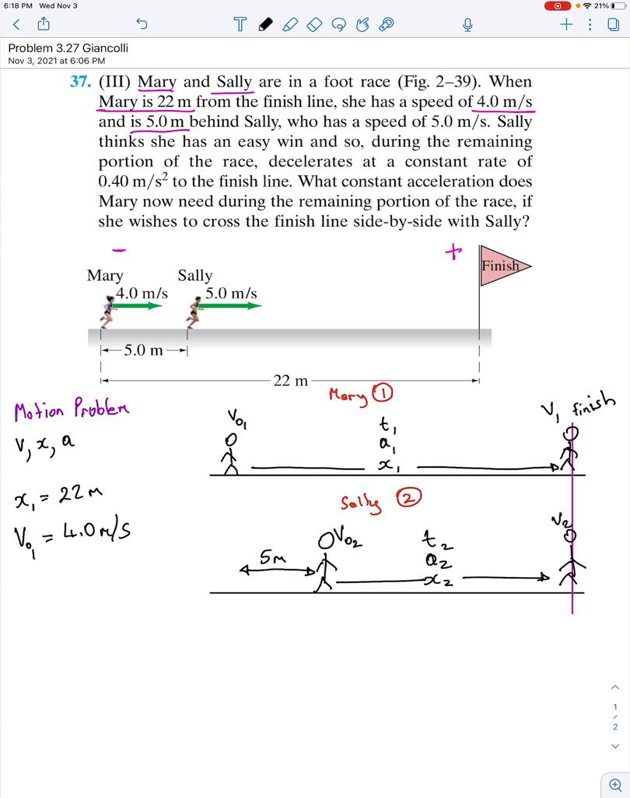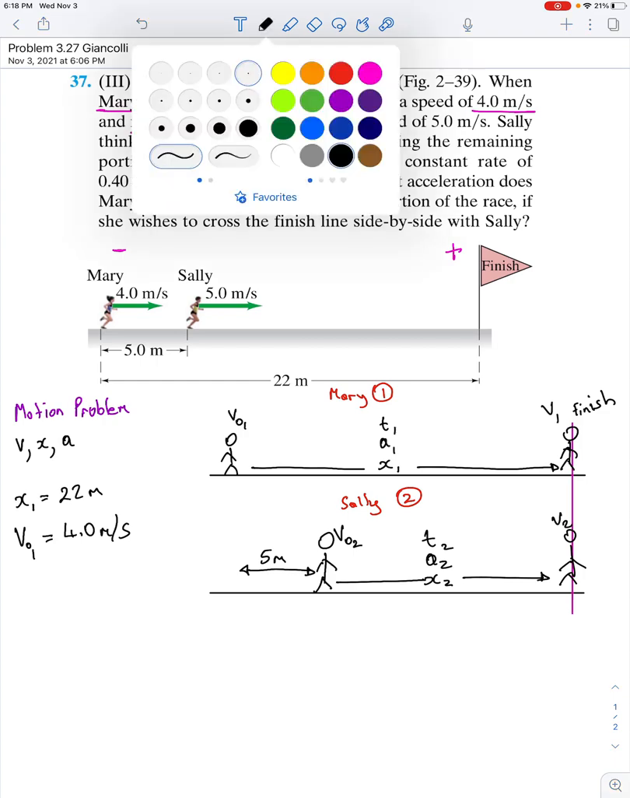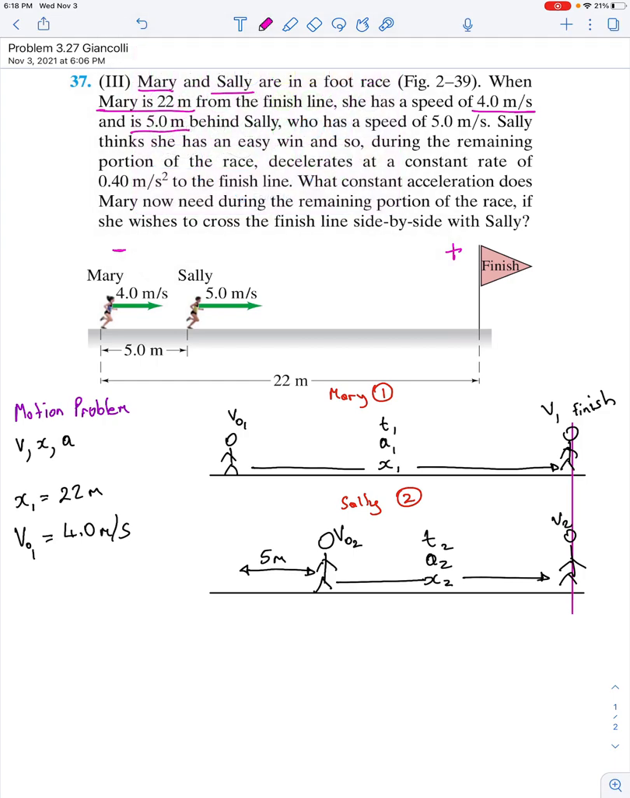So, one of the things that you must realize in these problems whenever you have two objects moving or one object with multiple parts of the motion is that you have to know when you start caring about each thing's motion. So, for Mary, when did we start caring? We start caring when Mary was 22 meters from the finish line. When did we stop caring? When she's at the finish line. So that's my initial, and this is my final. So I'm good with that.